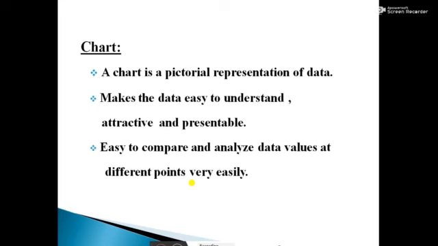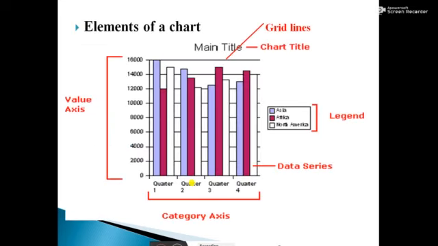The parts are also mentioned in that chart. See, elements of a chart. What are the elements available in this chart? Chart title, grid lines, legend, then data series, then axis. Here the category axis and value axis are the titles. In the horizontal axis, the title is what? Category axis. And the vertical axis title is what? Value axis. I will explain what is meant by axis, legend and grid lines.